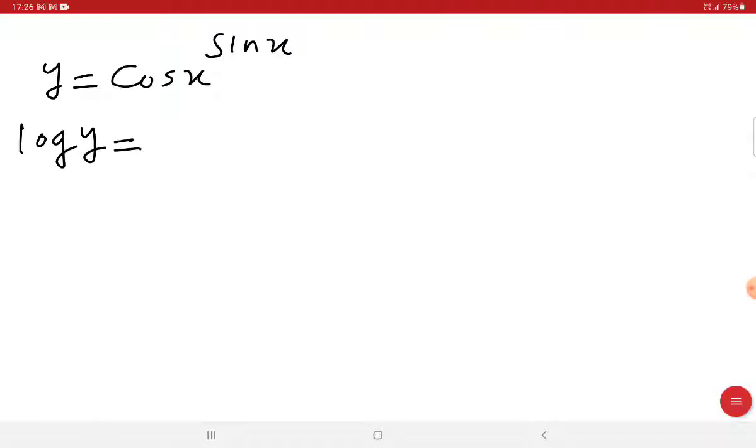Let us discuss another question. Find the derivative of cos x raised to sin x. So, first step, let y is equal to cos x raised to sin x. Now, take log on both sides. So, log y is equal to log of cos x raised to sin x. That becomes sin x into power into log of base, that is log cos x.